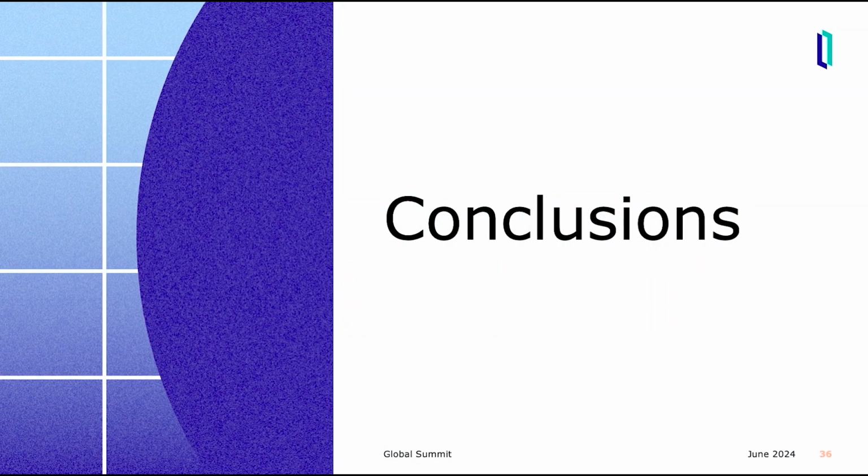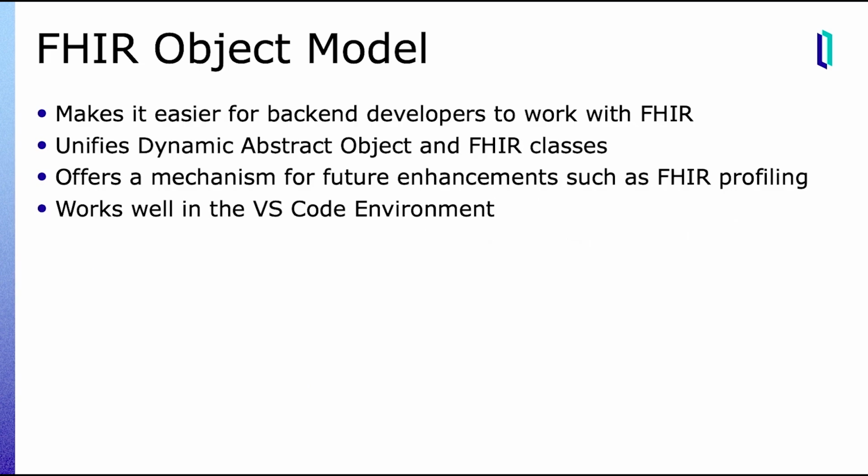So let's wrap up with a couple conclusions here. First, the object model makes it easier for any back-end developer to work with FHIR. I hope we've convinced you that it's going to be easier to work with these classes, especially given the IDE support. We're unifying dynamic abstract objects. Dynamic abstract objects were created effectively to make our FHIR server very efficient. That's why we used it.